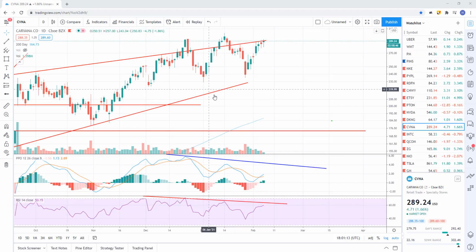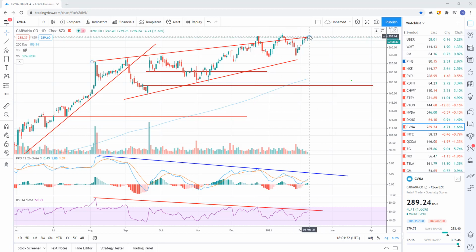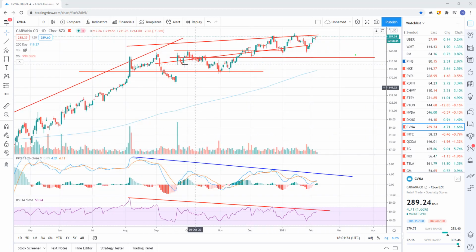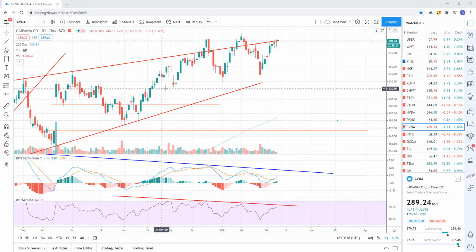I haven't talked about Carvana for a little while. I am still short Carvana. It's not a huge short. I've taken some profit as this thing has kind of dipped down. But this is the pattern. You've just got this bearish rising wedge pattern right here.